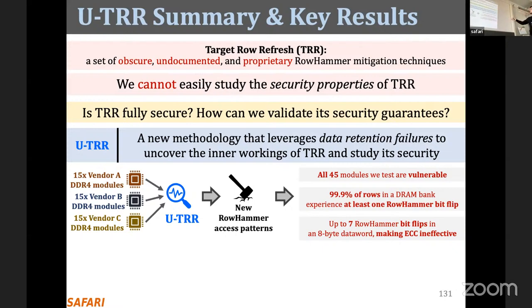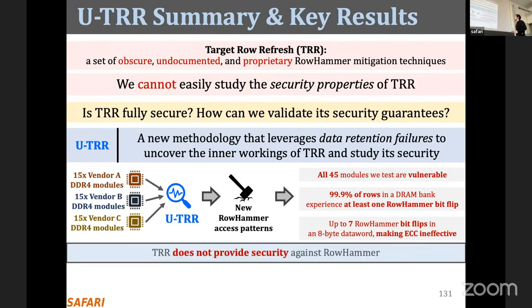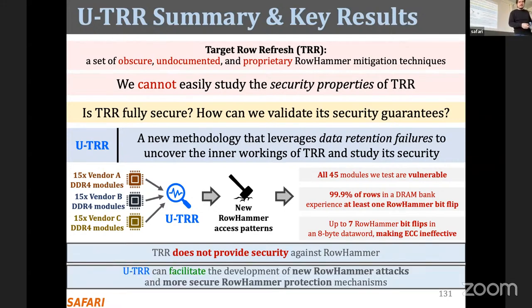This is an important implication for ECC, error correcting codes, because even if you throw a very strong ECC at this, it won't be able to correct all 7 bit flips. And if you do, you will suffer from a lot of redundancy overhead. Typically, that comes in the form of more chips that you need to add to a module, which no one wants to do. The key takeaway from this study is that TRR does not provide security against RowHammer, and U-TRR, this tool that we developed, can facilitate the development of new RowHammer attacks and more secure RowHammer protection techniques.